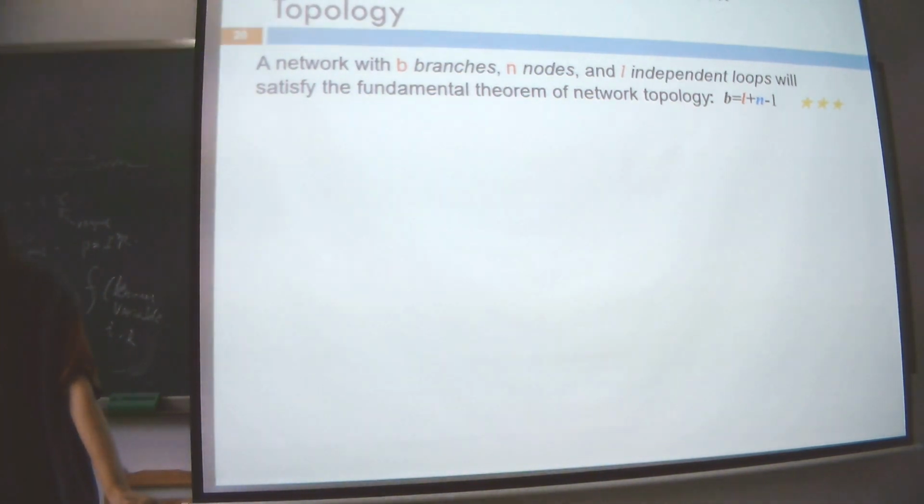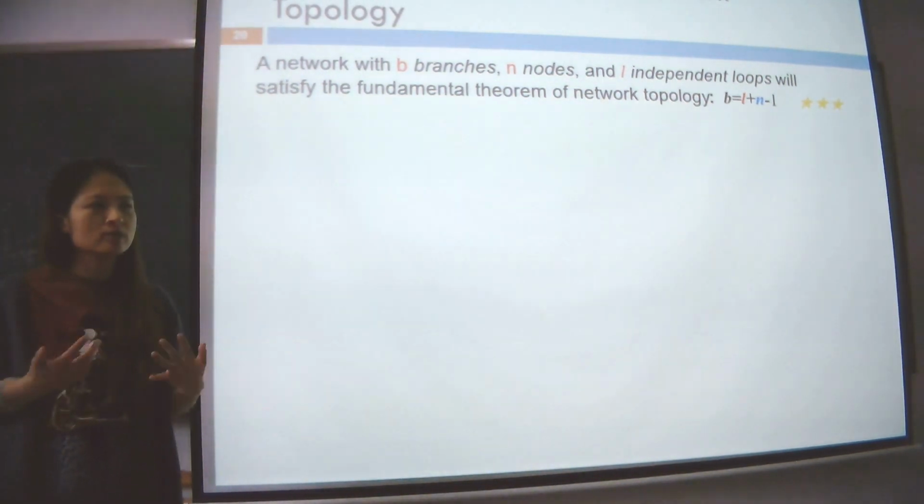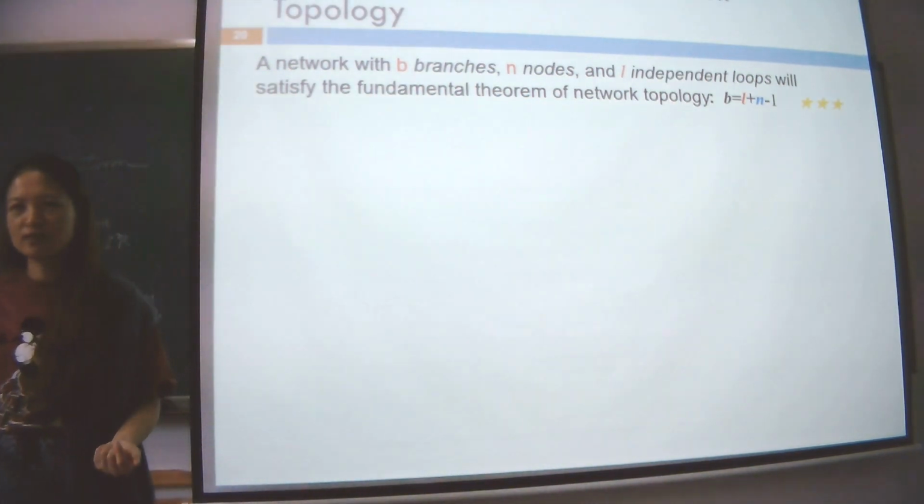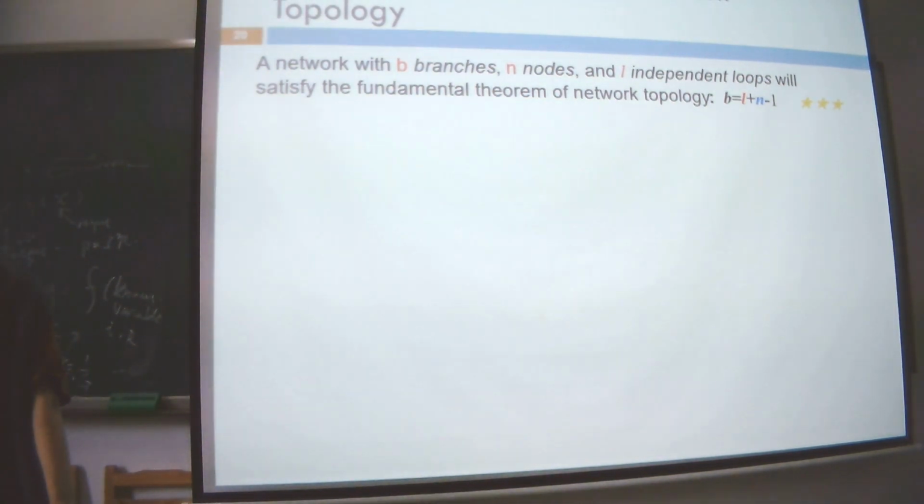Next, we're going to see the fundamental theorem of network topology. This is more mathematics, so please concentrate. A network with B branches, B is the first letter of branches, right? And N nodes, N is the first letter of nodes. And L for independent loops, L for loops.